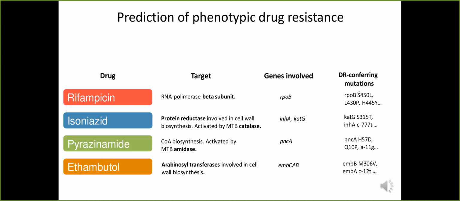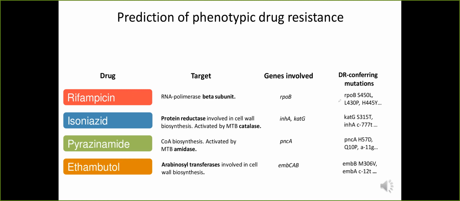Some, and I want to highlight the word some, of these mutations, like for example this one, are arguably among the best known mutations conferring rifampicin resistance because it's the most common. So RPOB S450L, for example, is a mutation in the RNA polymerase beta subunit that makes rifampicin unable to bind to the beta subunit, and then rifampicin cannot exert its effect in the bacteria.